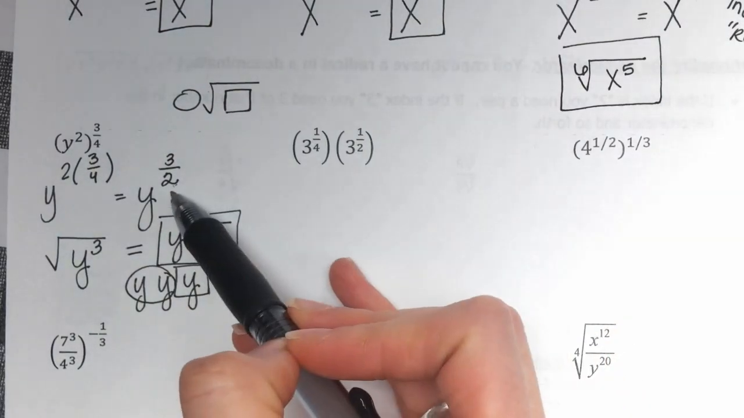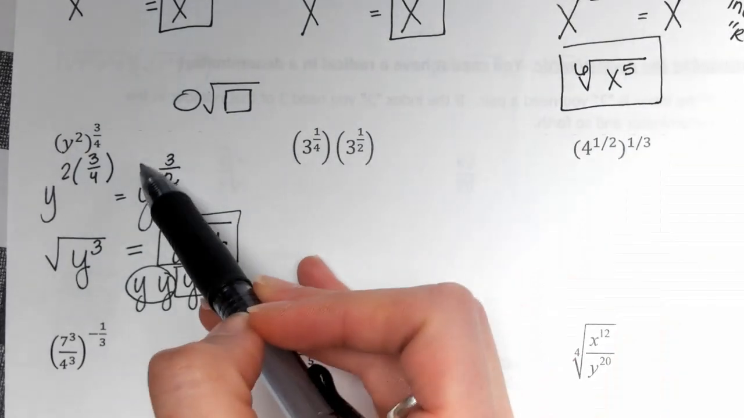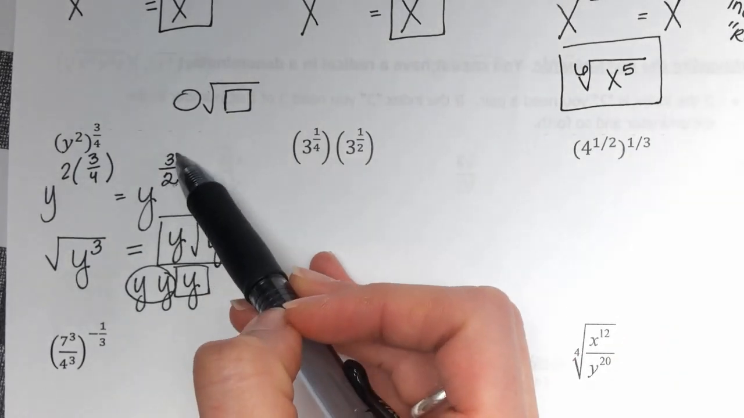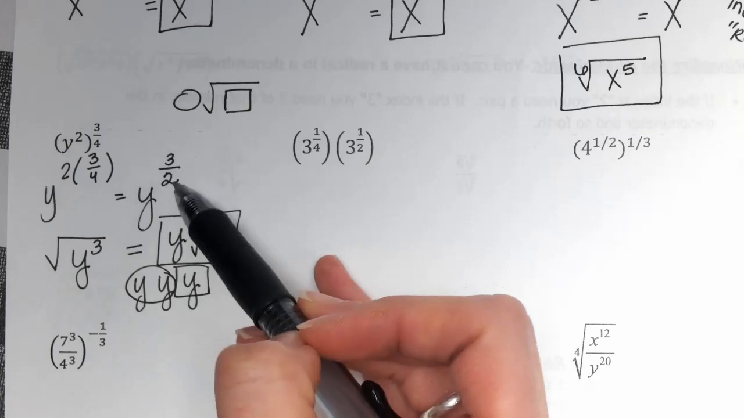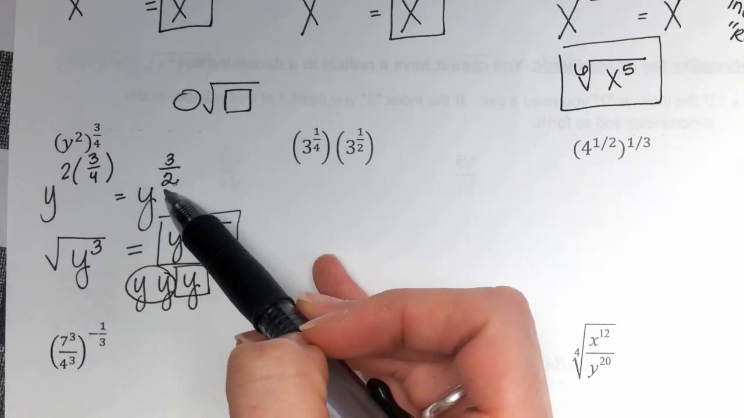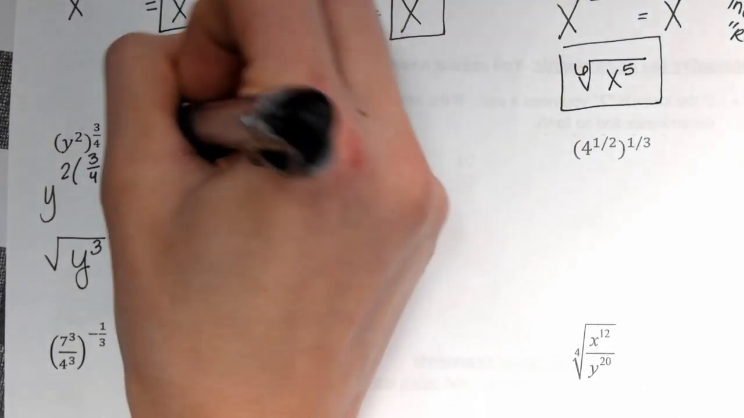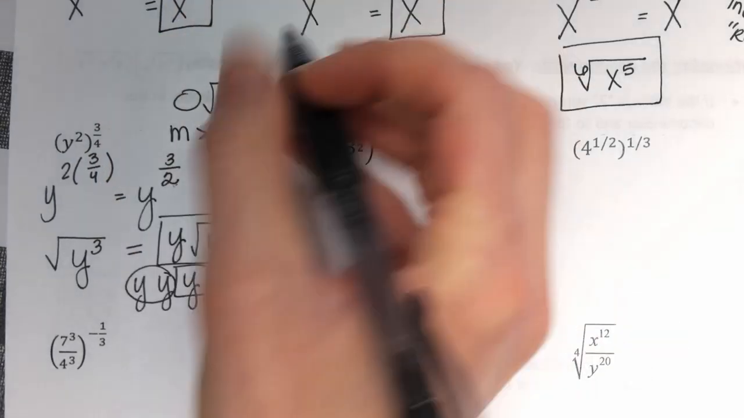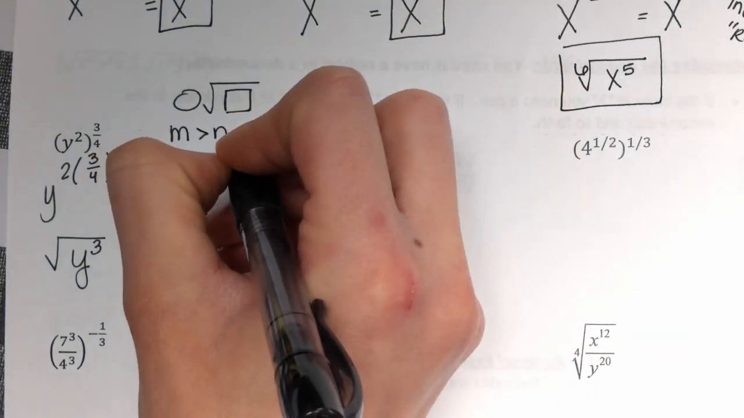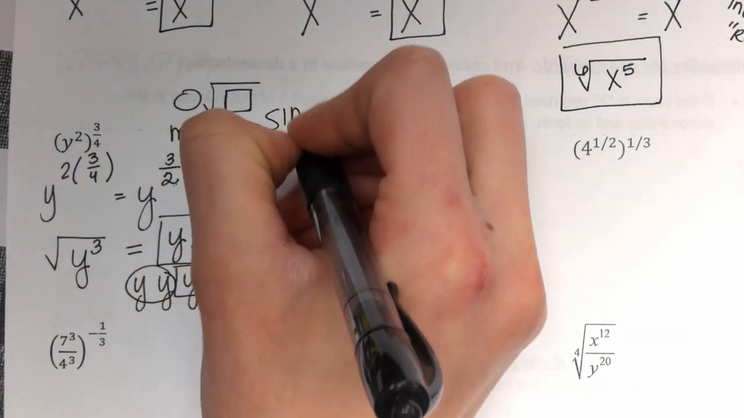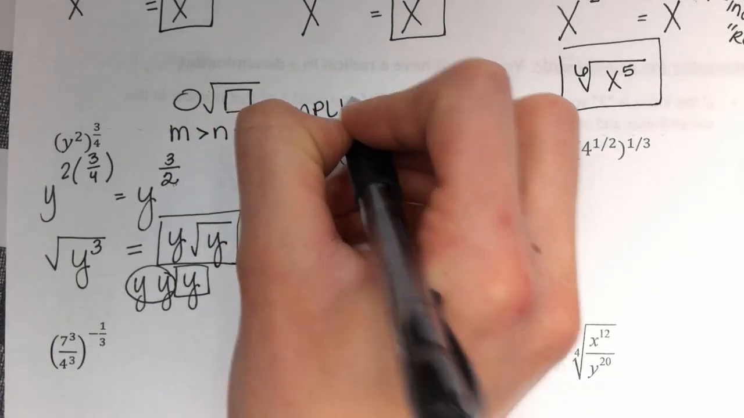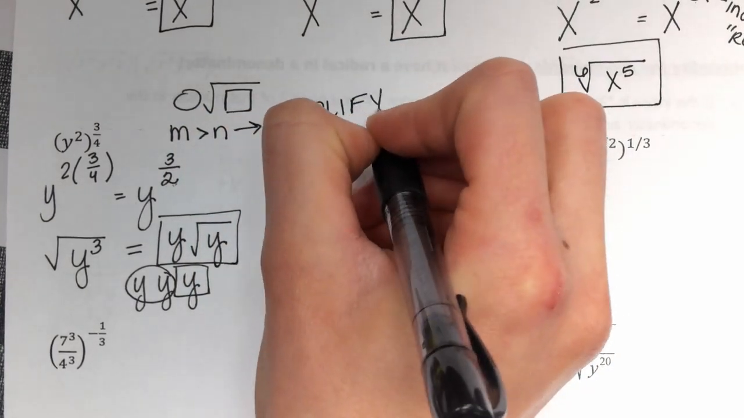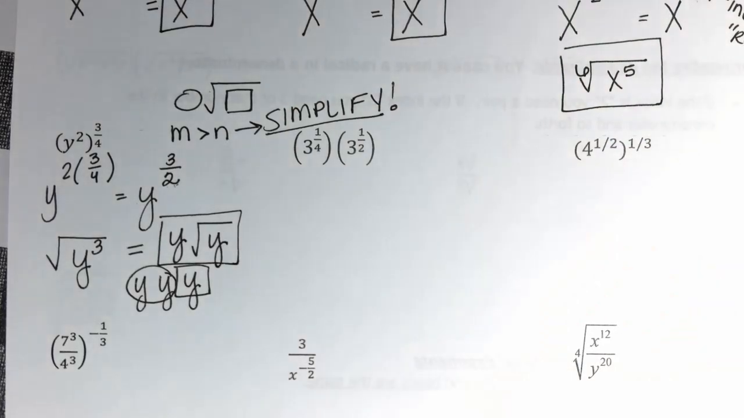So when you have your rational exponent form, if your numerator is greater than your denominator, then you can simplify. So if your m is greater than your n, then that means you need to simplify. Okay?